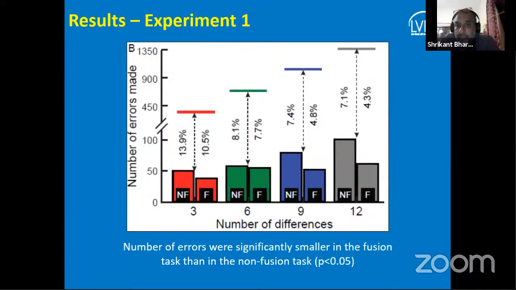The number of errors made is also lesser. You can see that the y-axis is the number of errors. These are the total number of differences that they had to identify in each task. And what you see is the NF bars once again are all taller than the F bars, indicating that the number of errors they made in the fusion task is actually lesser than in the non-fusion task. So both in terms of the time it takes for them to complete it and in terms of the number of errors they end up making, by fusing it, you do actually make the gameplay more efficient than in the non-fusion mode.